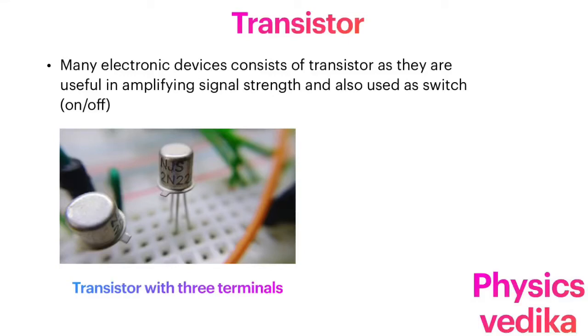So today we'll be learning about transistor. Watch the complete video to understand transistor as a very simple concept. What is a transistor? There are many electronic devices consist of transistor. Why? Because the transistor has a wide variety of applications. It is useful to amplify the signal and also it is used as a switch. Transistor as an amplifier and transistor as a switch we'll be learning in detail later.